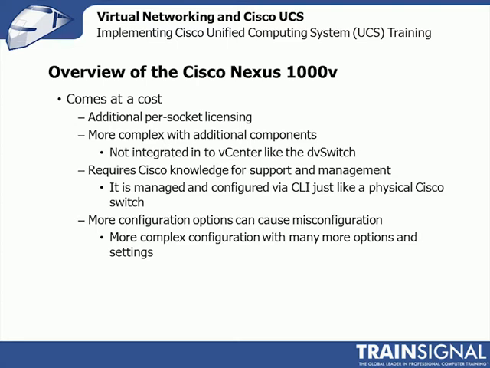It's more complex due to additional components. So with the standard DV switch, that's the other name for the distributed virtual switch, the VDS, you do all the management for that through vCenter. vCenter is the management console for VMware. You've already got it. You're probably used to it, and you do everything from there. The 1000V is not like that. We have to deploy 2 separate components. It's not managed through vCenter. It's managed like a Cisco switch, so there's additional complexity. It usually requires Cisco knowledge for support and management.